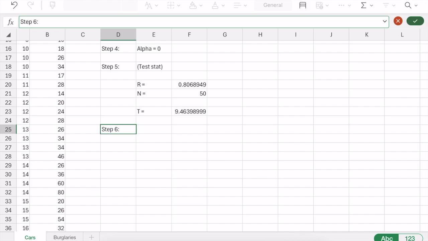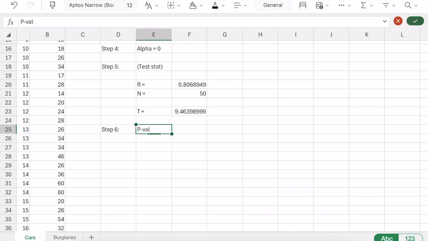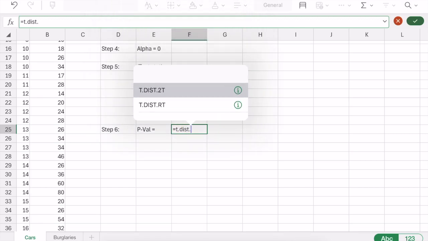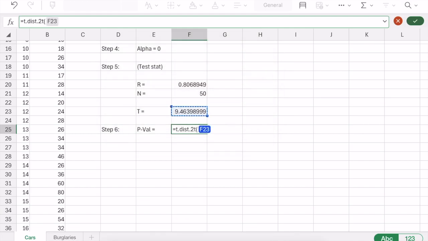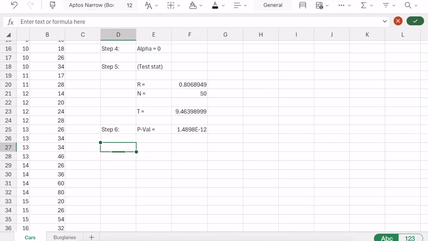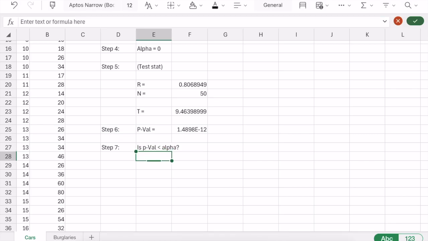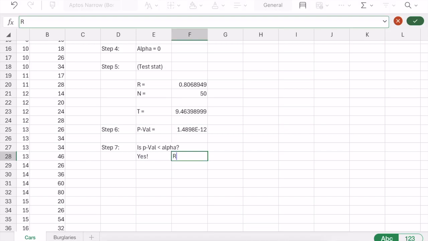So I move on. Step 6 is p-val. Okay, what do we have here? This is going to equal, now it is a t-test, so I'm going to do t.dist.2t, for it is a two-tailed test. I do equals that, and then n minus 2. Okay, looks good. Well, that is very, very small. A very small p-level. So step 7 is p-val less than alpha? And the answer to that is yes, significantly. And so I'm going to reject the null that there's no correlation. There's definitely correlation here.